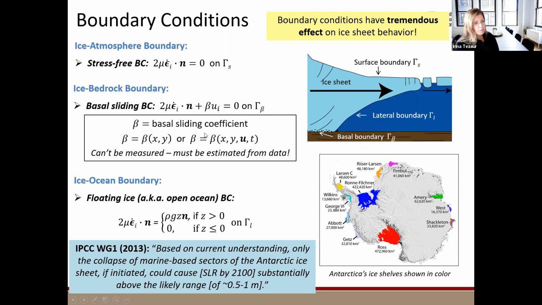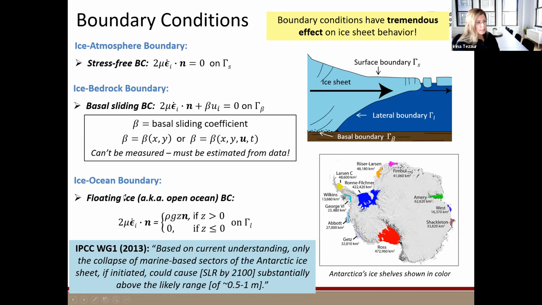A couple of important things about beta: first, this is a spatially varying field. So it's not just a constant, it exists at all the grid points on the bedrock of the ice. The other important piece is that we cannot measure beta. So we need to estimate this from data we do have, which is typically at the top surface. And one of the topics I'll cover is how we actually do that in a rigorous way.